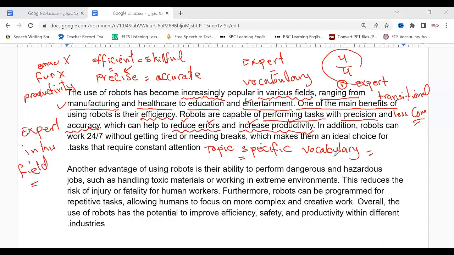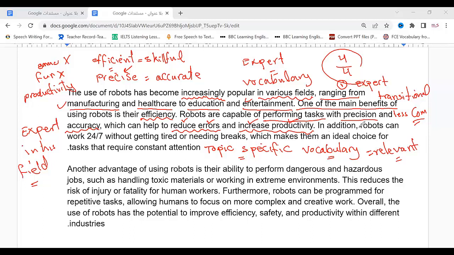It means use the vocabulary that is relevant to the topic you are talking about. If you are talking about environment, use the scientific expressions that are related to environment. If you are talking about medicine, use the expressions that are related to health and healthcare. If you are talking about education and school, use the vocabulary that is related to education and school. That's fine. Let's go on.